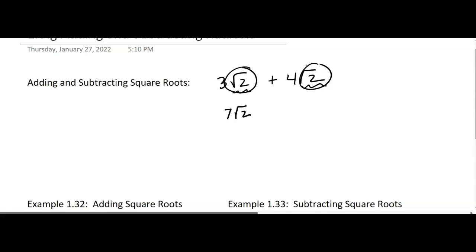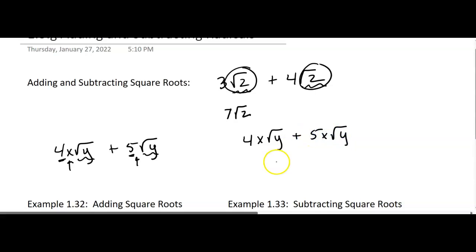The other thing is, let's say you have something like 4x square root y plus 5 square root y. Well, the radicals are the same, but you can't really add them because this has an x and this doesn't. The only thing that can be different is the numeric coefficient. Okay, so if you had something like 4x square root y plus 5x square root y, those you could add together and you'd have 9x square root y. It's like you're counting them up, okay?